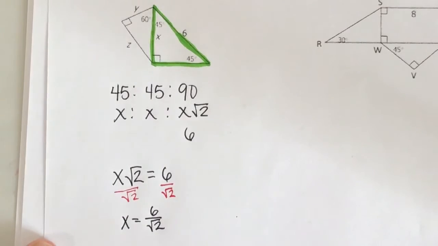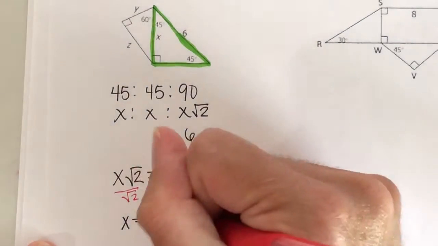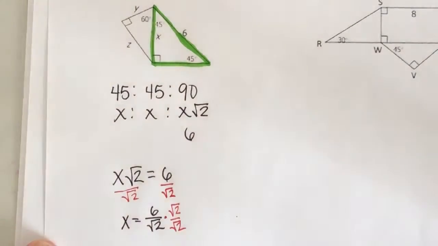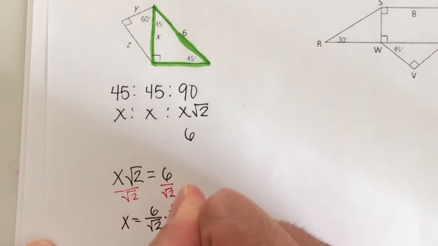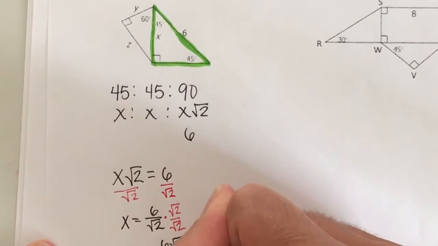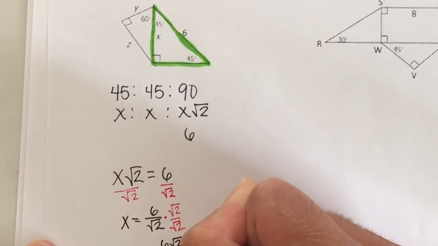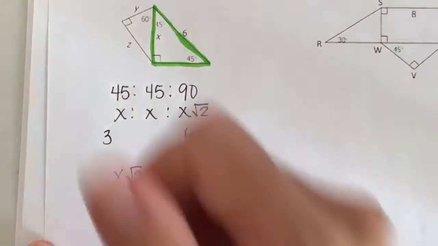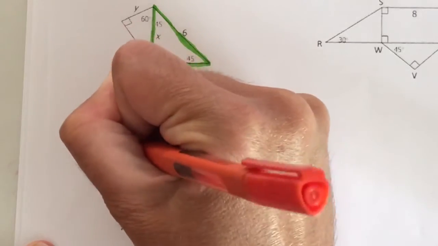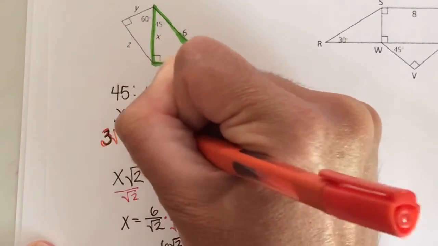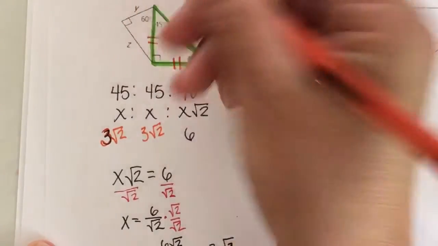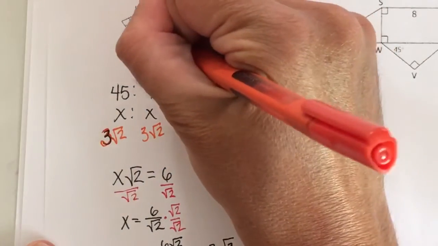And we are not allowed to have a radical in the denominator, so we've got to rationalize it. So we're going to multiply the top and the bottom by square root of 2 over the square root of 2. So then x is now 6 times the square root of 2 divided by 2. 6 divided by 2 is 3. So x is 3 times the square root of 2. So the lengths of these two segments here are equal to each other. So this x, the one that we were talking about, is 3 times the square root of 2.